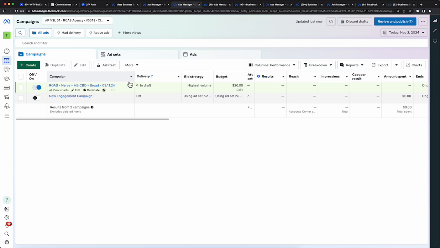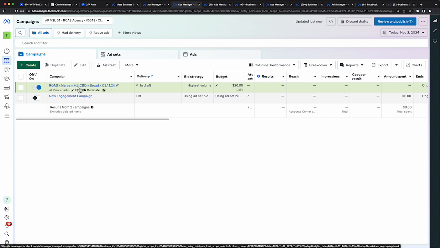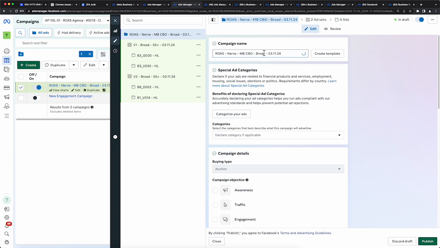Okay, let's try and get stuck into this. So, I've got my campaign name, ROAS Nerve Micro budget CBO, CBO standing for Advantage Campaign Budget Plus. Obviously, it doesn't stand for that, but it used to be called Campaign Budget Optimization, hence CBO. It basically just means you're running the budget at a campaign level. And then broad, because I'm testing the broad audience in this campaign, and today's date, 3rd of November.